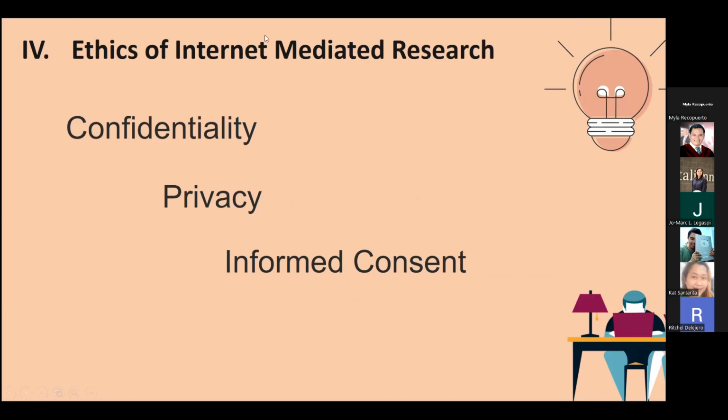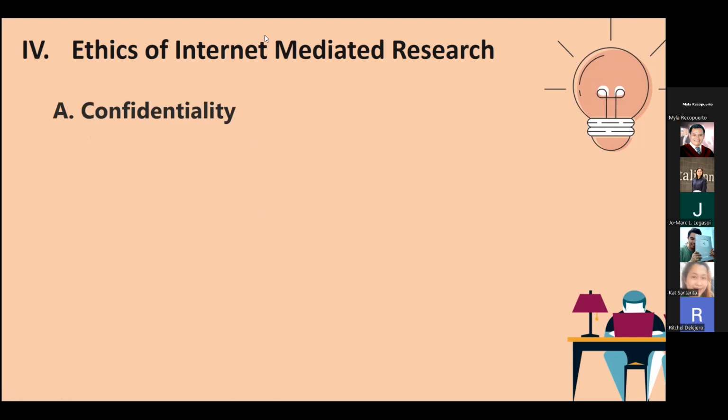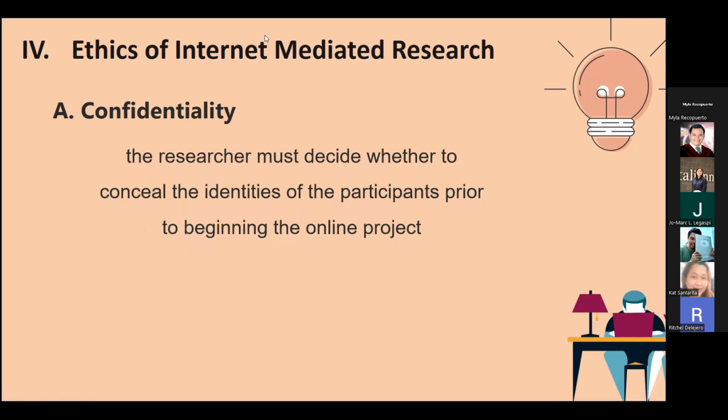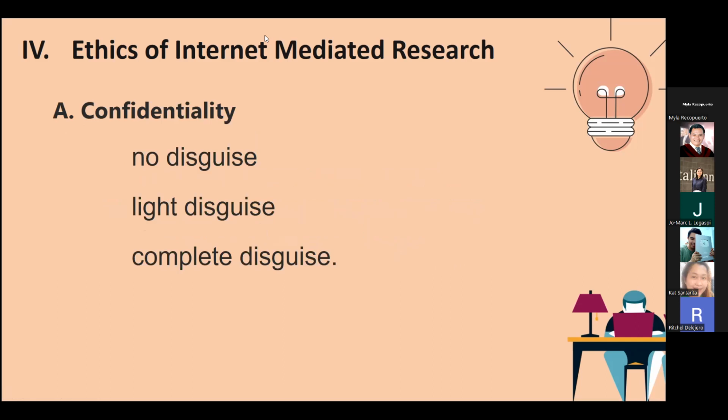So basically, for ethics of internet-mediated research, there are certain greater parang drawbacks para dito, which are the confidentiality, privacy, informed consent. For confidentiality, the researcher must decide whether to conceal the identities of the participants prior to beginning the online project. So no disguise, light disguise, or complete disguise. So the researcher needs to get the consent from the participant if they wanted na mag-disguise or no disguise at all.